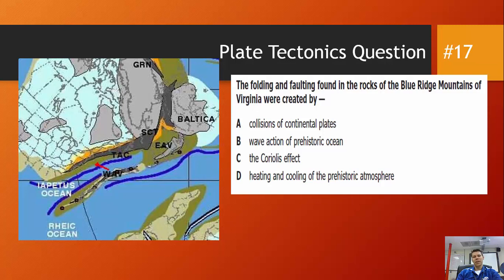The folding and faulting found in the rocks of the Blue Ridge Mountains of Virginia were created by... the trick here is it doesn't matter that it's the Blue Ridge Mountains of Virginia. The question is just simply, what makes a mountain? Mountains are caused by the collision of continental plates. That's its number one method of making really grand mountains, and the Blue Ridge Mountains are an example of the Appalachian orogeny, which occurred during the formation of Pangaea hundreds of millions of years ago. So the answer is A.